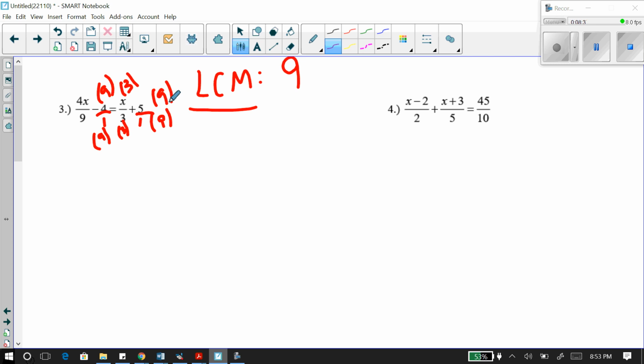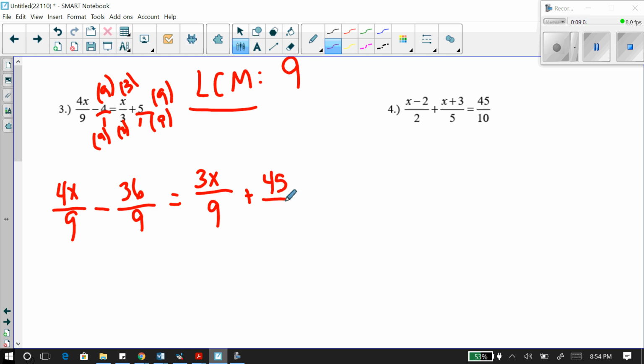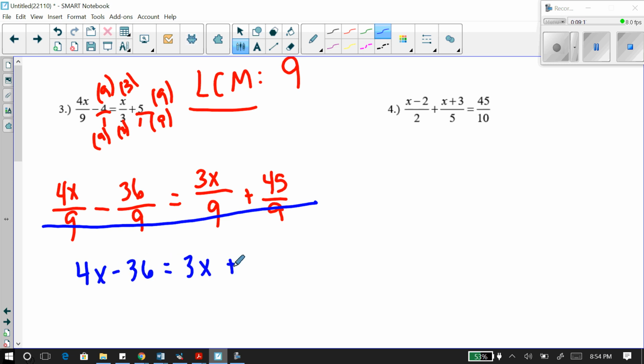So now I have to go ahead and do all my multiplication. So I have 4x over 9 minus, okay, 9 times 4 is 36 over 9 times 1, which is 9, equals 3 times x, which is 3x, over 9, plus 5 times 9, which is 45, over 9. All right, my favorite part. Cross it out. Now you have 4x minus 36 equals 3x plus 45.